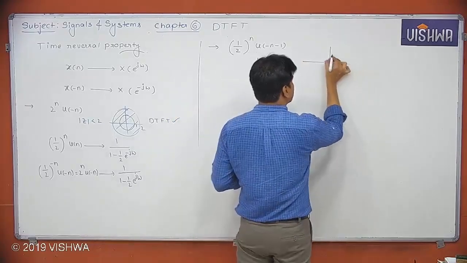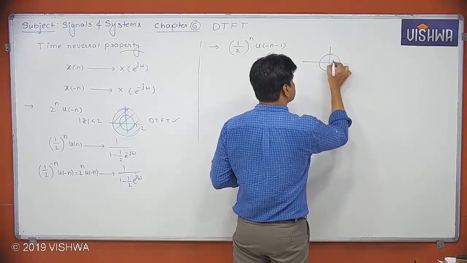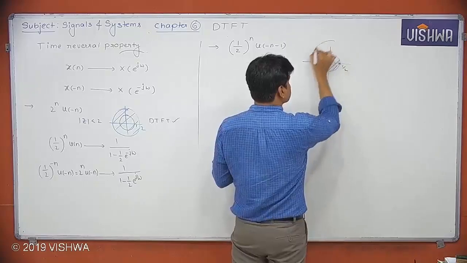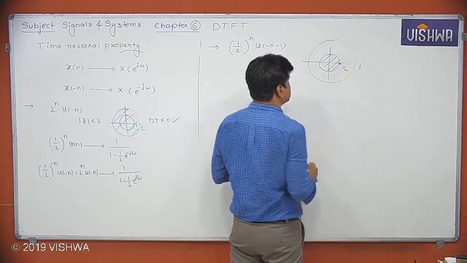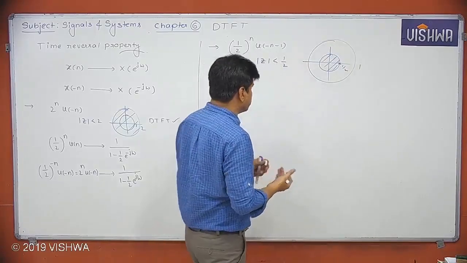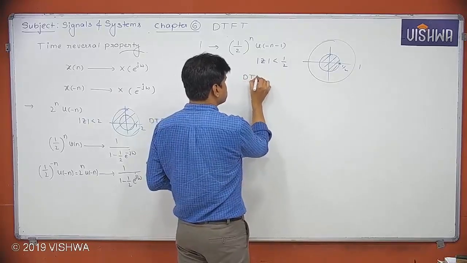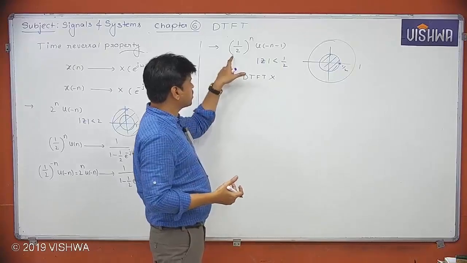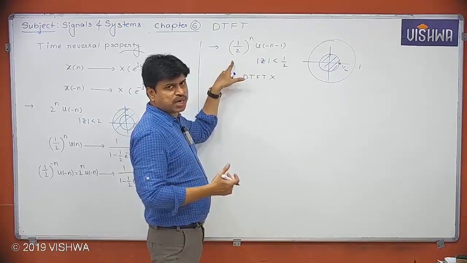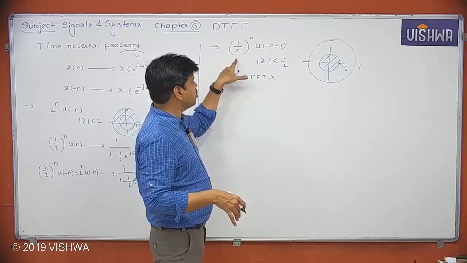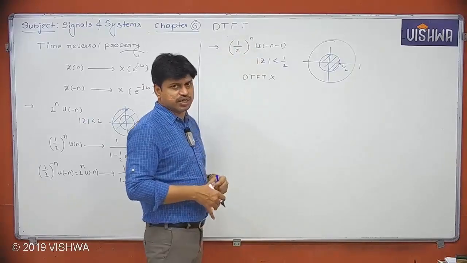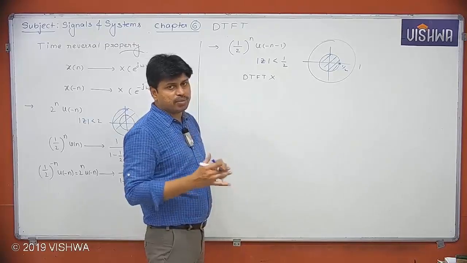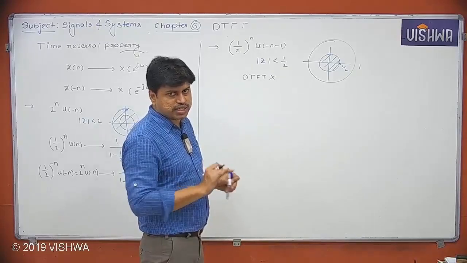So if I take mod z less than 1 by 2, this is 1 by 2. This is the ROC. Where is the unit circle? The unit circle is outside this. So the ROC does not contain the unit circle, so the DTFT does not exist. Directly also we can say it is a left-sided exponential, and a decaying exponential. At n is equal to minus infinity, this value will go to infinity. So if it is infinity, definitely the DTFT does not exist because it is an unbounded signal. For an unbounded signal, the DTFT does not exist.